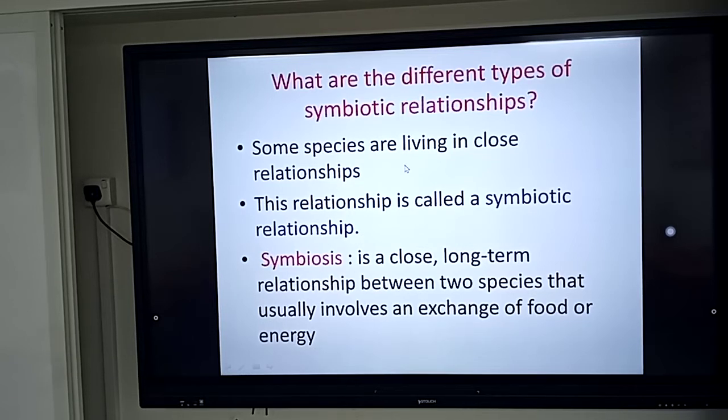Some species are living in close relationships with other living things. This relationship is called a symbiotic relationship. Okay? Some living things live together with each other in a relationship. It's called symbiotic relationship.